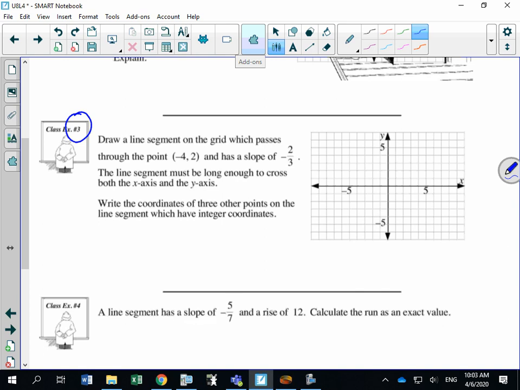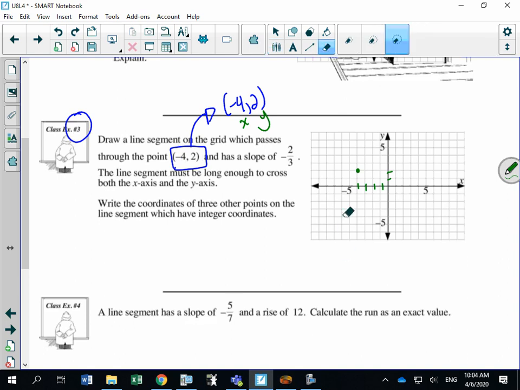Okay, draw a line segment on the grid which passes through this point here. So this point, negative 4 comma 2, remember that's what we call an ordered pair, and that ordered pair is at the x value of negative 4, so minus 1, 2, 3, 4, and the y value is at 2. So that ordered pair is right there.